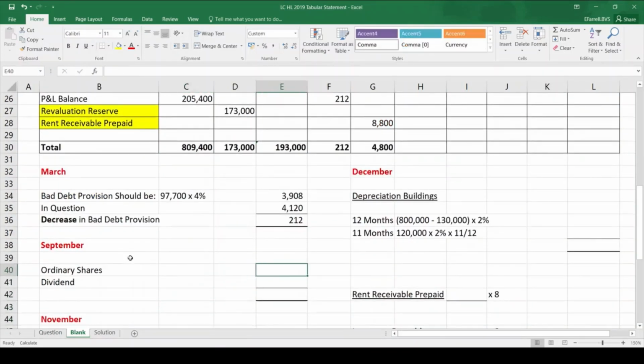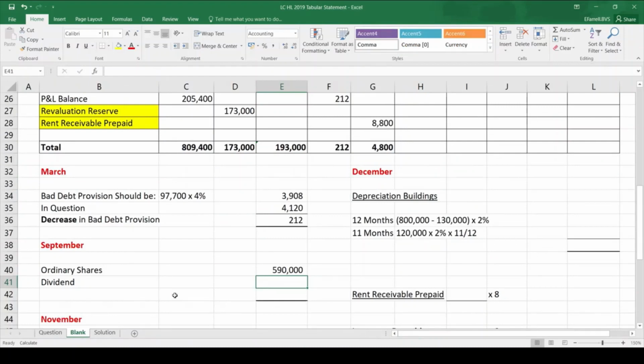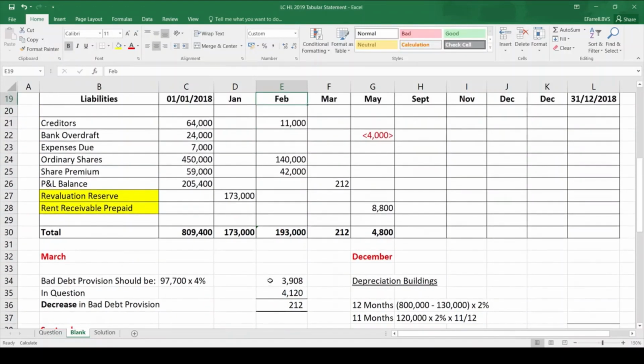So ordinary shares, 590,000. In the question, it says that the dividend is 5 cents per share on €1 shares. So it's 5 cents or 5%. So if we work out, the dividend is 29,500. And if we pay out a dividend, that means that the bank overdraft is going to go up because it's money going out.